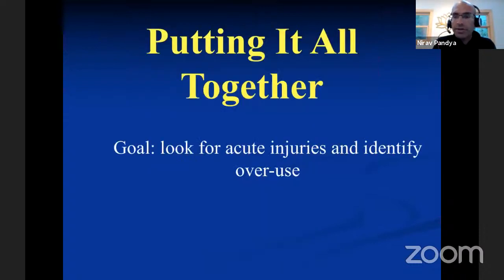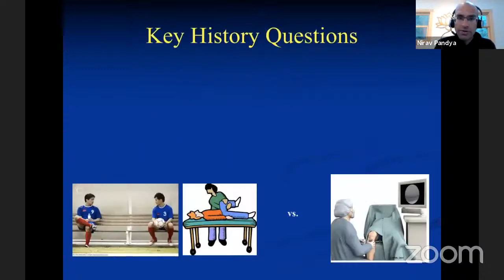Now, in terms of putting it all together, how do we do this in the clinic setting so that you can actually counsel parents and treat overuse injuries? The goal really is to look for acute injuries and identify overuse. A lot of times these go hand in hand. Yes, some of these athletes will get traumatic injuries where they're doing all the right things, but a lot of them will have a history of overuse beforehand that leads them to have these acute injuries.